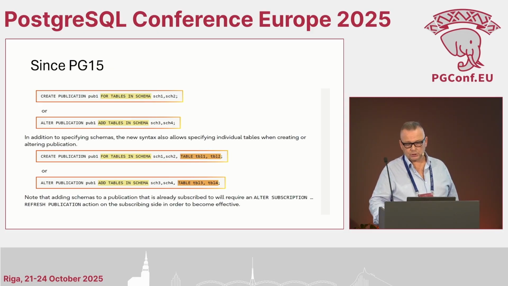And PG15 also introduced for tables in schema, which publishes changes for all tables within one or more schemas in the database. This included any new tables added to the specific schemas. And schema changes, just like with for all tables, required running alter subscription refresh on the subscriber for it to detect and process replication for them. So that was what we had up to date.